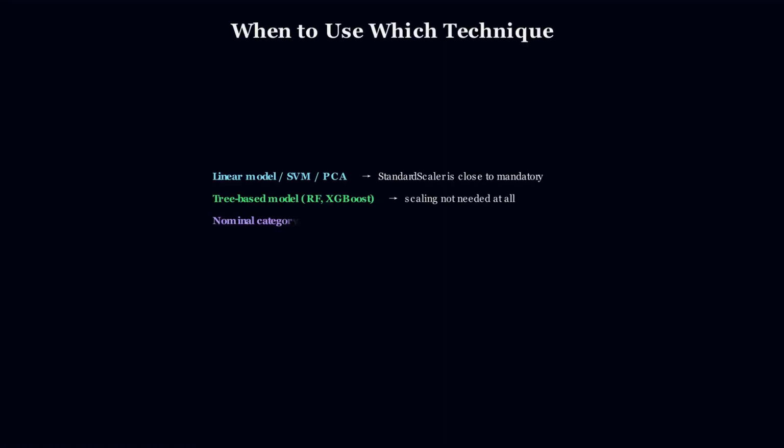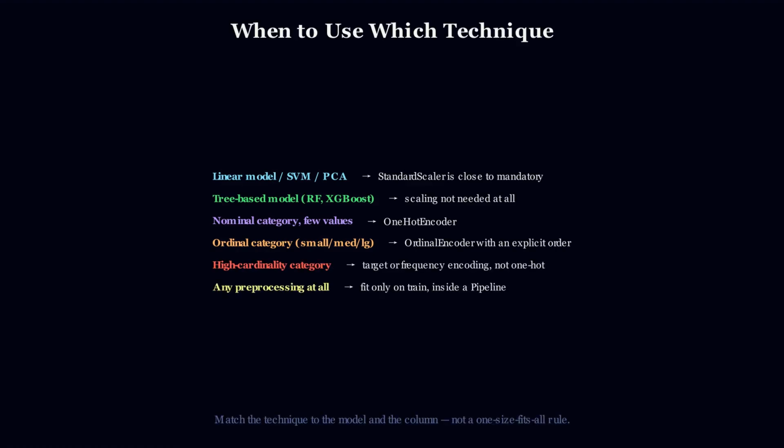So which technique when? Linear model, SVM, or PCA, StandardScaler is close to mandatory. Tree-based model, skip scaling entirely. Nominal category with few values, one hot encoder. Ordinal category, like small, medium, large, ordinal encoder with an explicit order. Whatever you choose, fit it only on train inside a pipeline.